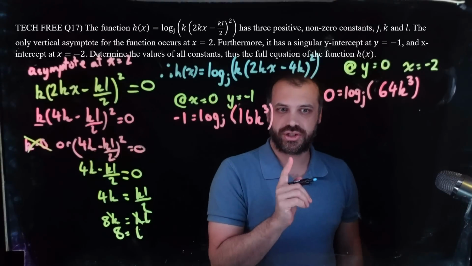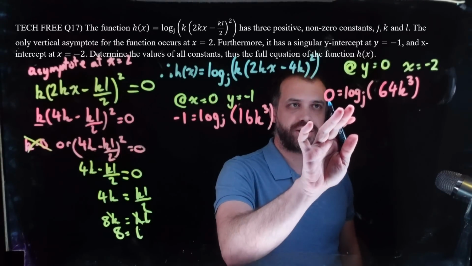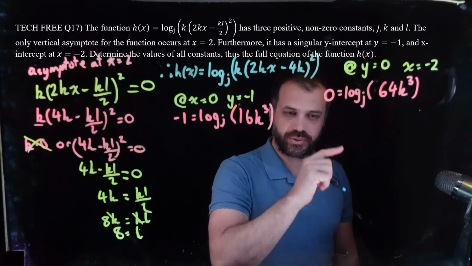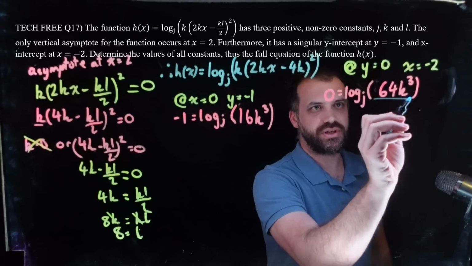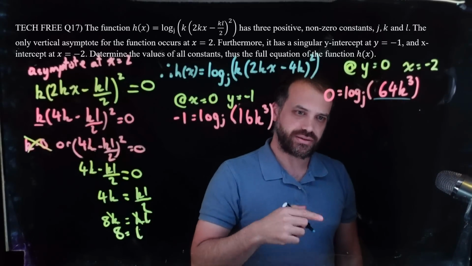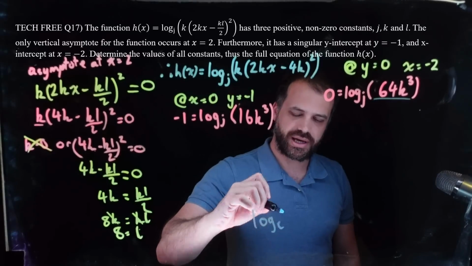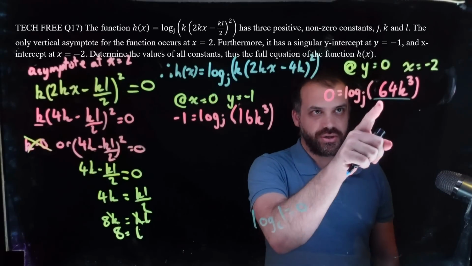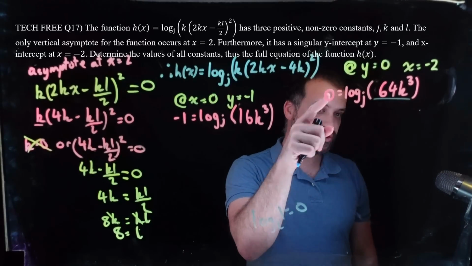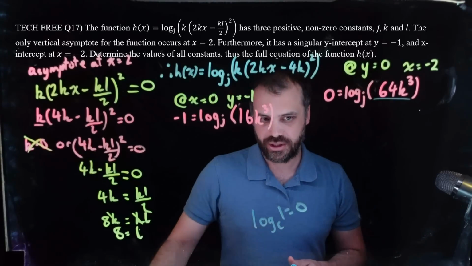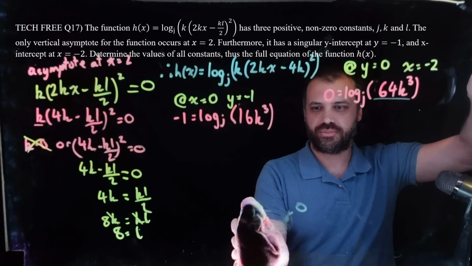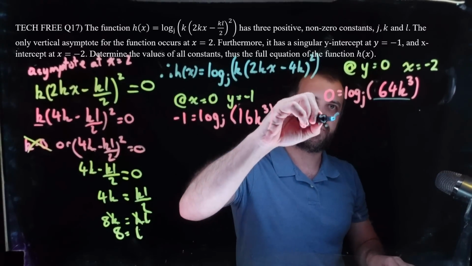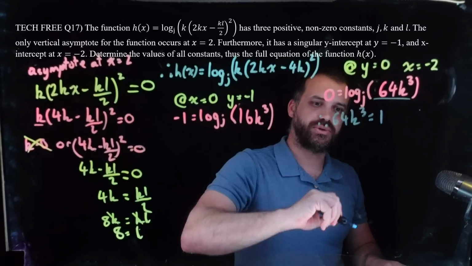But there is something else I notice. This says 0 equals log j 64k cubed. Log of something equal to 0. That means the something must be equal to 1. That's one of your log laws. Log base e, log base anything of 1 is always equal to 0. Which means that for this to be true, I actually don't care what j is at all. If it's equal to 0, the only way that can be true is if 64k cubed is equal to 1. Therefore, 64k cubed is equal to 1.